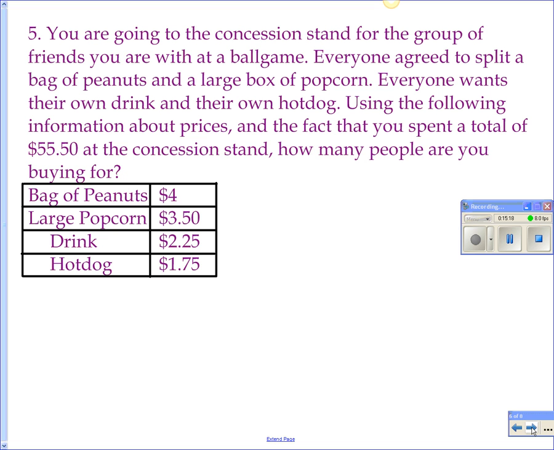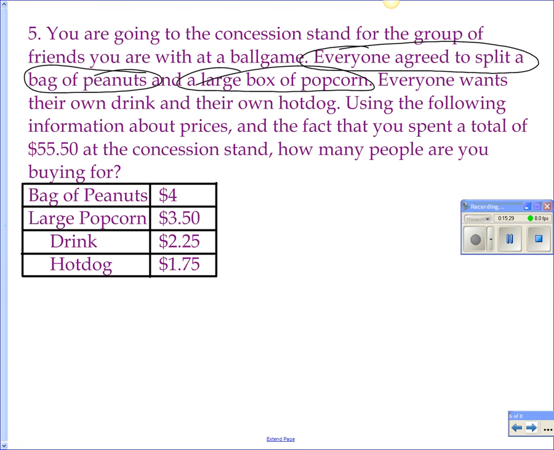Summer, what's something I should circle? Very good. That's really important. Everyone is splitting a bag of peanuts and a large box of popcorn. Molly, what does that mean? How many bags of peanuts are we buying? We're just buying one bag of peanuts. So I'm going to put a 1 on my table.